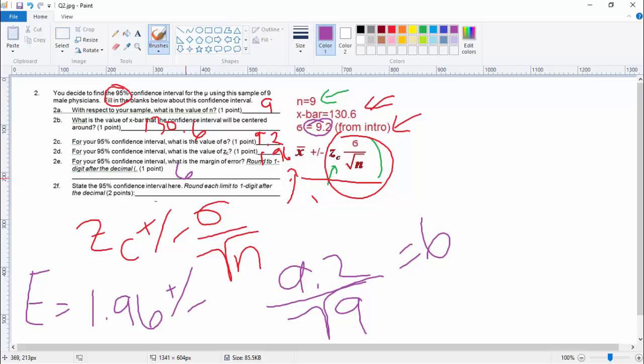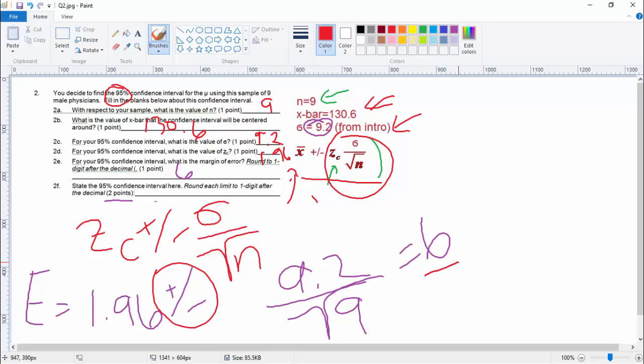So here is the final step. Once you get that margin of error, notice how this last question here is 2 points. Why? Because there are 2 answers. You've got to get the lower limit and the upper limit. So here, what we're doing is we're honoring the whole plus and minus thing.